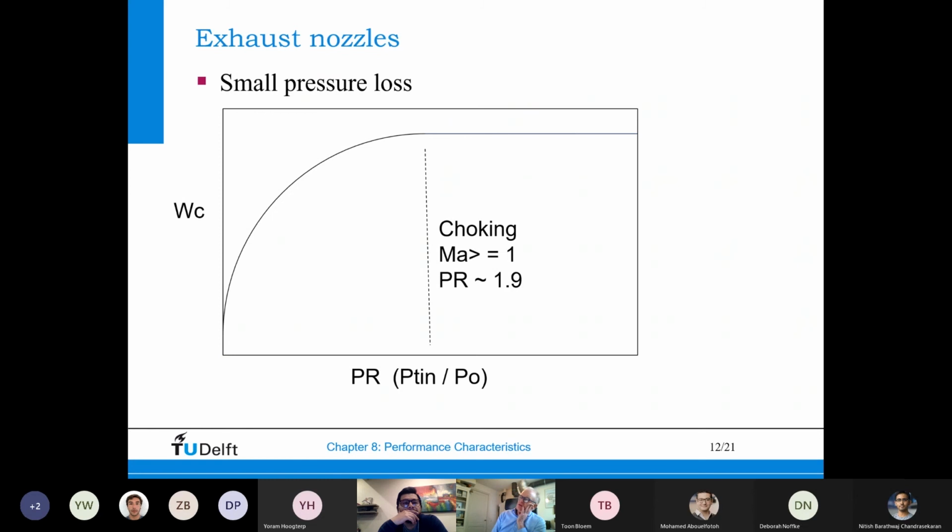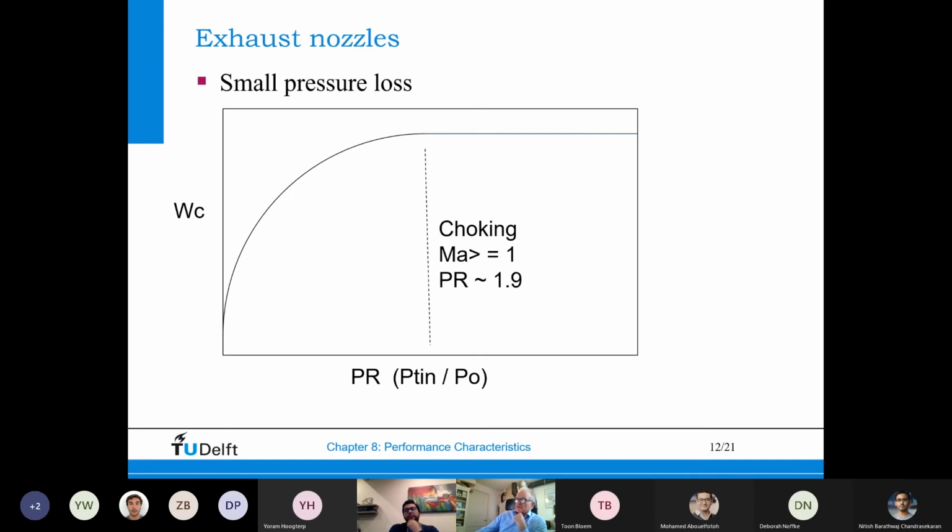So in exhaust nozzles, in terms of characteristics, we also have a small pressure loss. That's of course minimized, but it is in the order of 5%. It's maybe a bit more sometimes. You can compare the exhaust nozzle with a small hole in a big vessel through which gas escapes. And then again, the same happens as in a turbine.